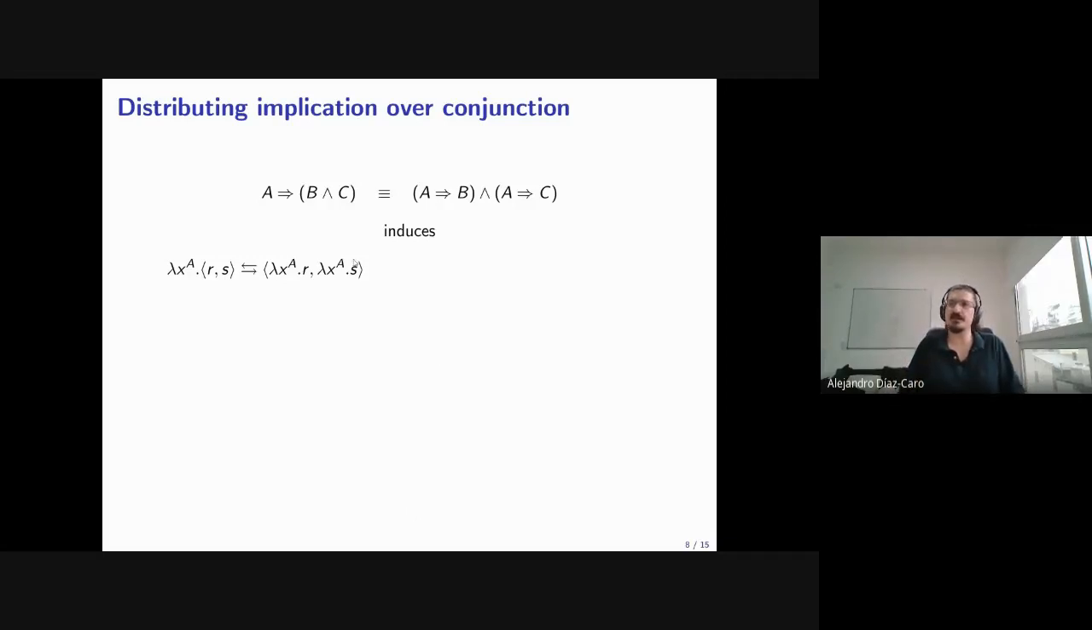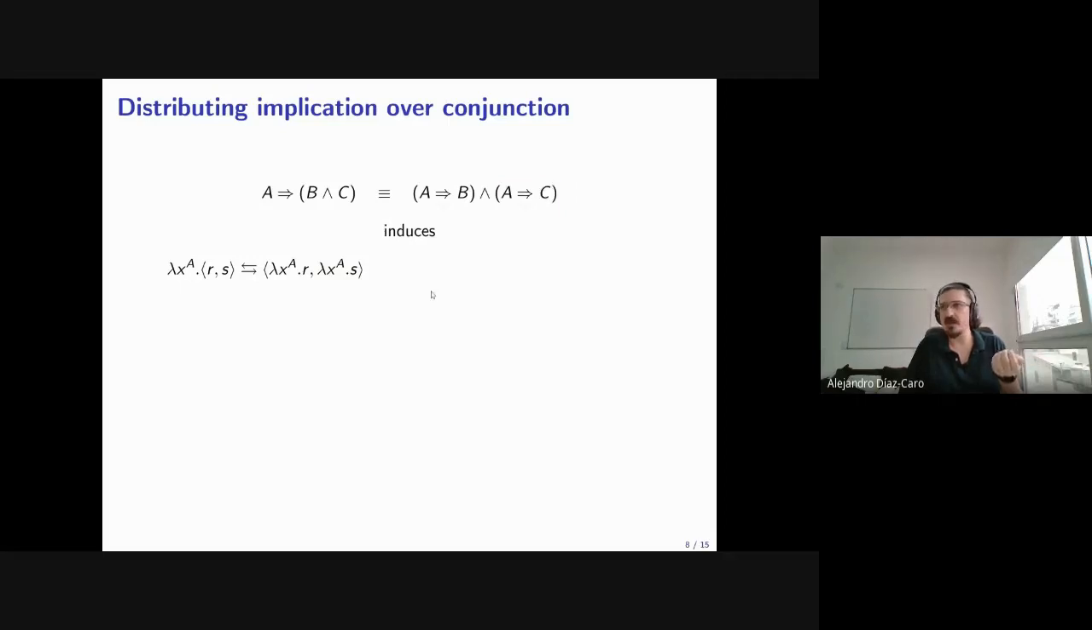The last isomorphism says that if you get a proof of A implies B and C, this is the same as A implies B and A implies C. So what you are saying is that if you know how to construct a proof of B and C, suppose that you give exactly the proof of B and the proof of C in this way, then you can transform this into this pair. It's the pair of something that knows how to construct this proof and something that proves this, okay?